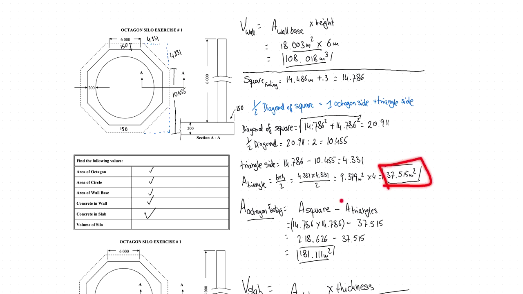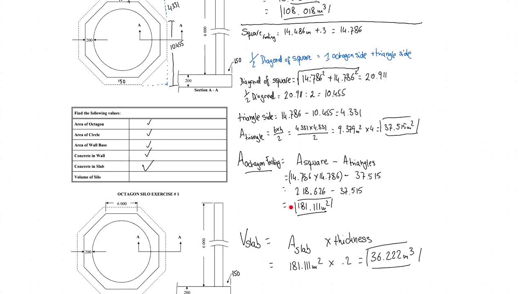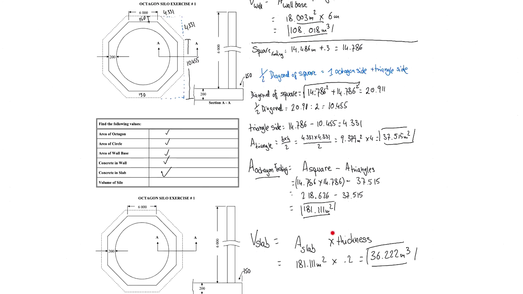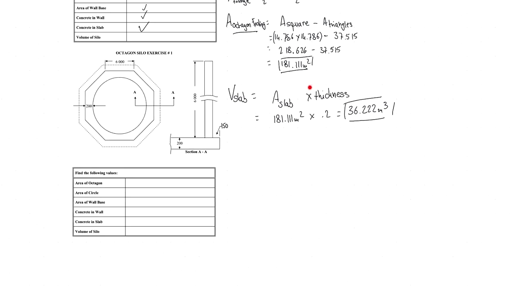And then to find the actual area of our octagon footing, we took the area of our square minus the area of our triangles. And that left us with the entire area from the outside of the footing. And from that picture, it shows us that it goes everywhere. And then finally, we could take the area that we just figured out of our slab and multiply by the thickness, and that gets us the volume. Great. Now we just have one left, the volume of the silo.